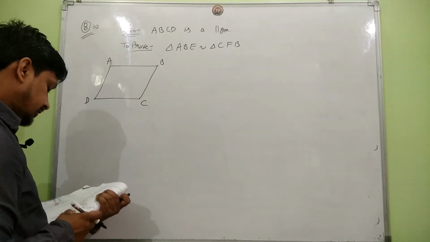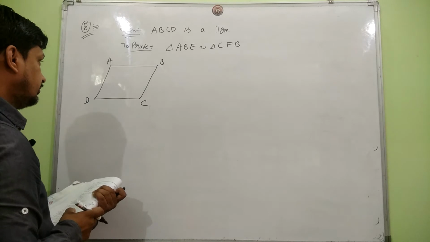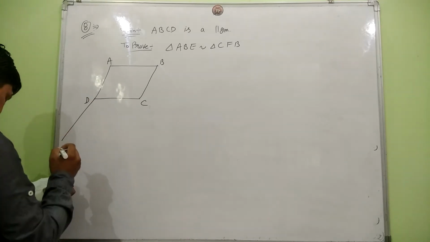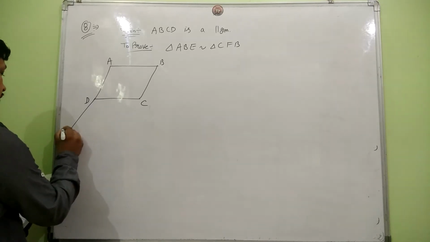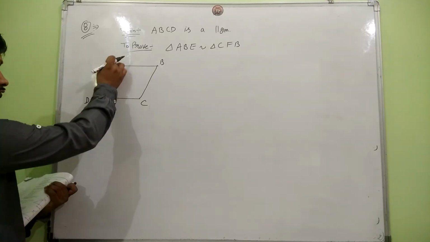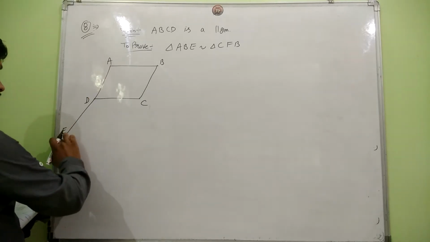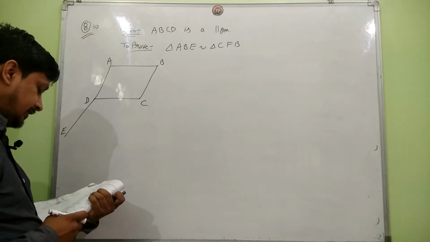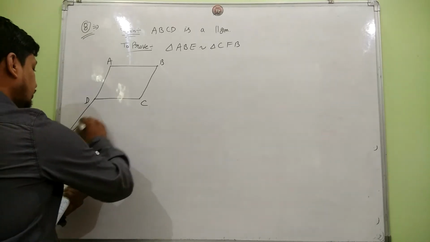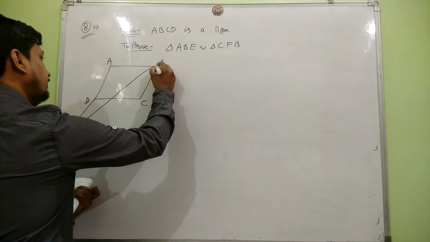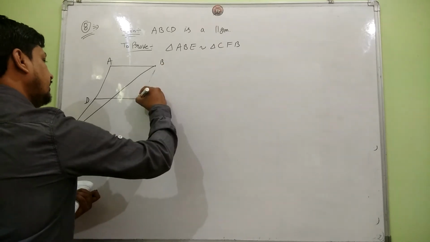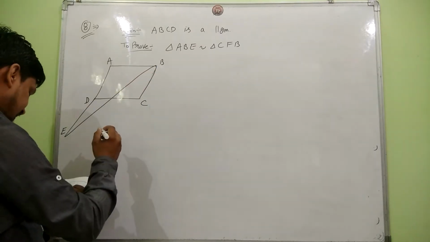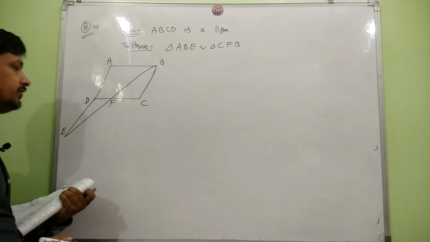E is a point on the side AD produced. We have to produce side AD to E. And BE intersects CD at F. So we have to join B to E, and this BE intersects CD at F. So this is the figure.